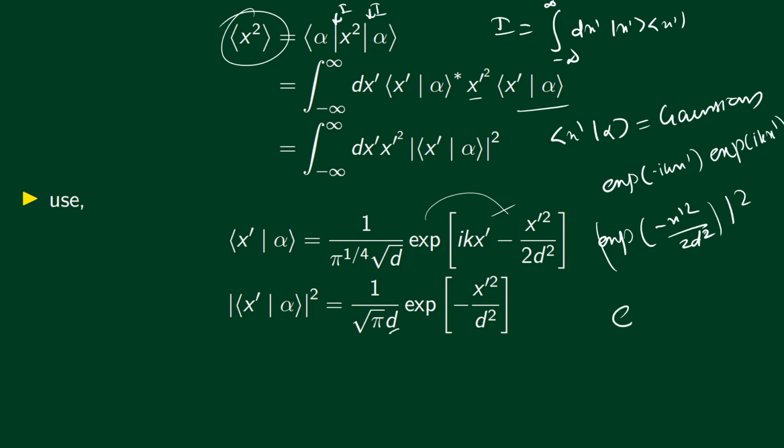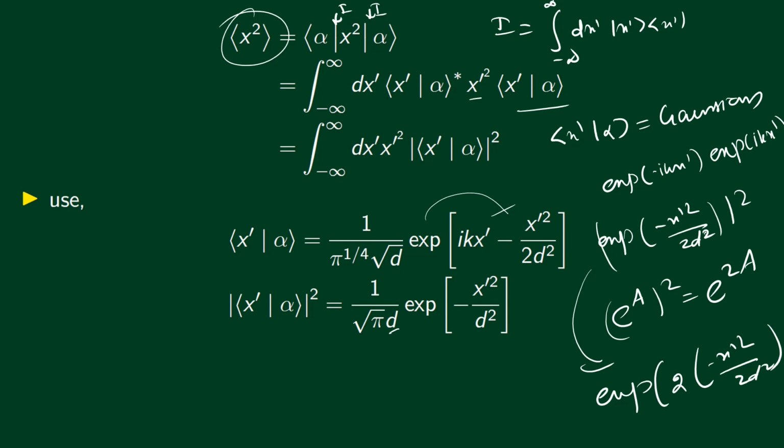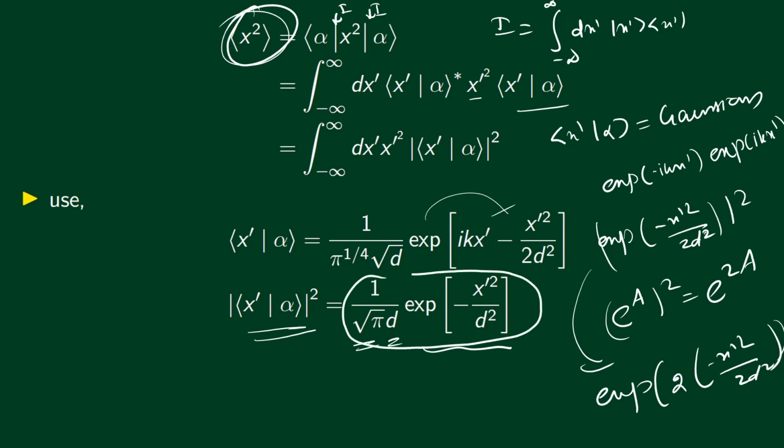Now we know that e raised to a, squared, is equal to e raised to 2a. So the square of this is exponential twice minus x prime square divided by 2d square. That's how we get this term. So bra x prime ket alpha modulus squared is 1 divided by square root of pi d exponential minus x prime square divided by d square. To find the expectation value for x square, we just substitute bra x prime ket alpha modulus squared into this expression, and then integrate.